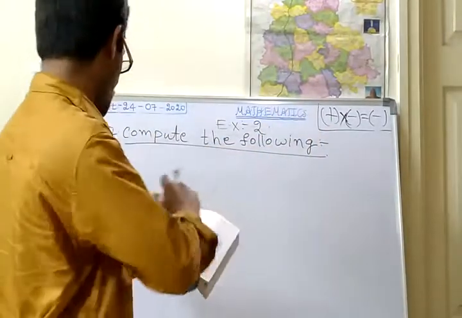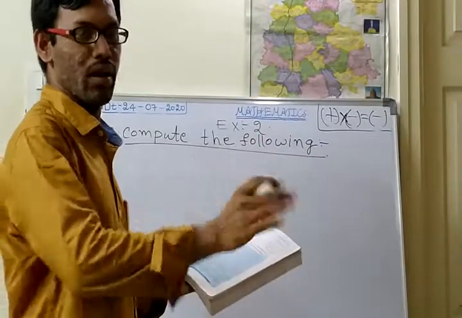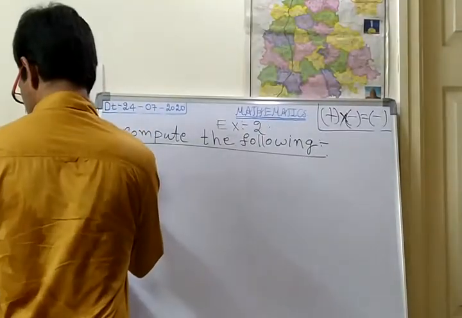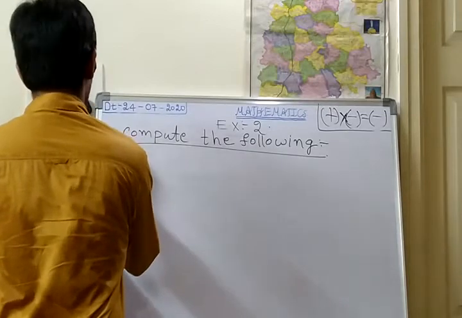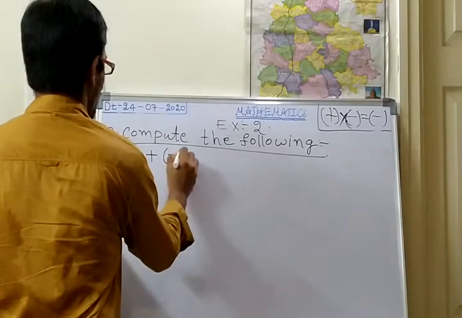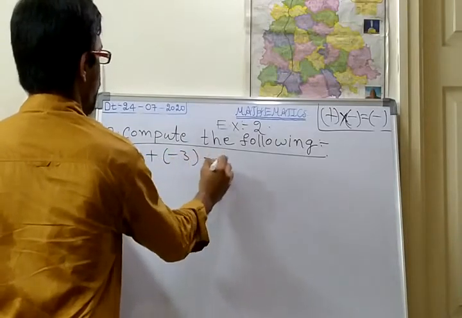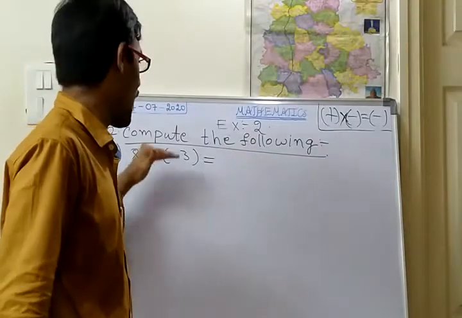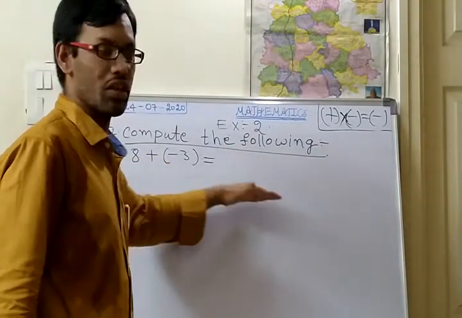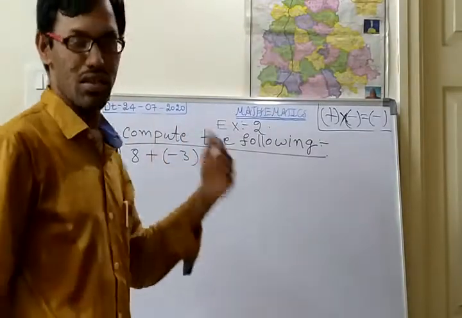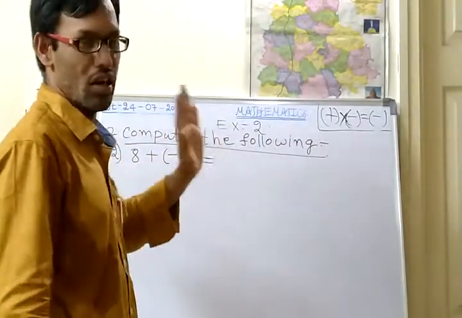So you should do direct solving. Okay, see, here I am explaining the second one in this bit. 8 plus of minus 3. Compute the following. Here he was not asking to add on the number line. He just said to compute. Compute means just solving. Solve the following, like that you should do.